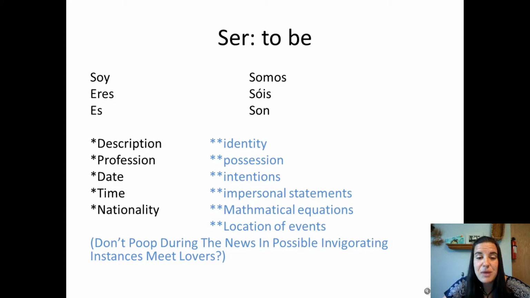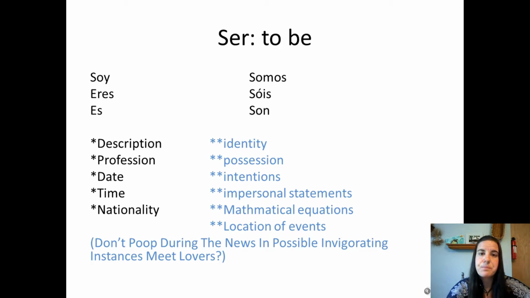Use ser when you're talking about identity, possession, intentions, impersonal statements, mathematical equations, and location of events. And if you're doing this right now, that's fine, because I know I've already taught you that you use estar for location. And you do. When you're talking about where an event is going to take place, use ser. So if you can take out the is and replace it with will happen at, then use ser.